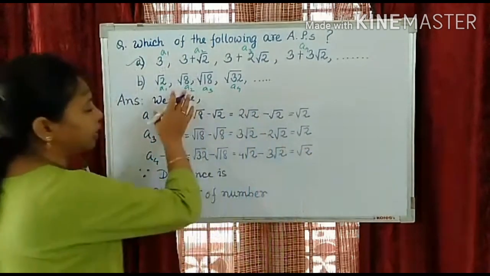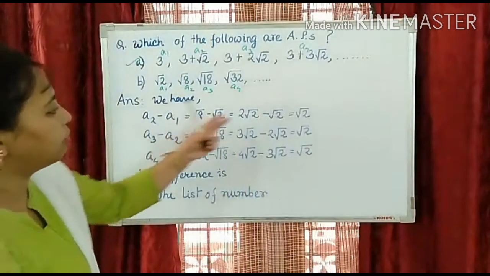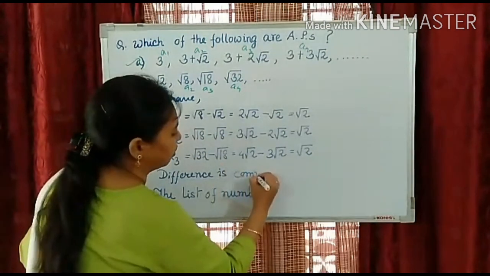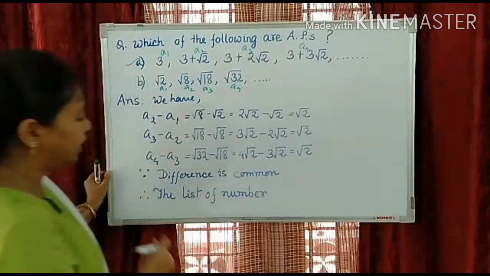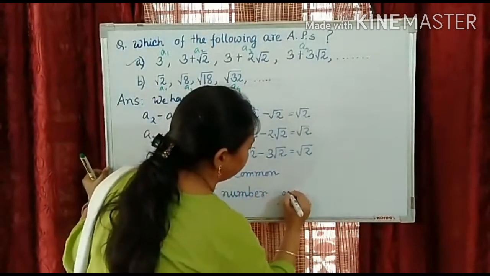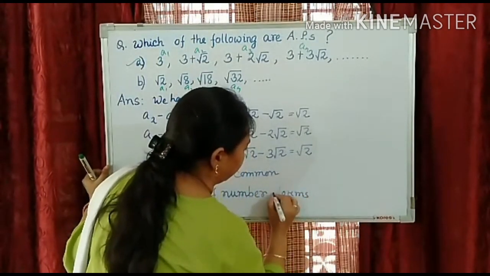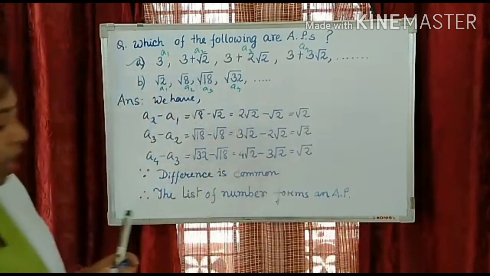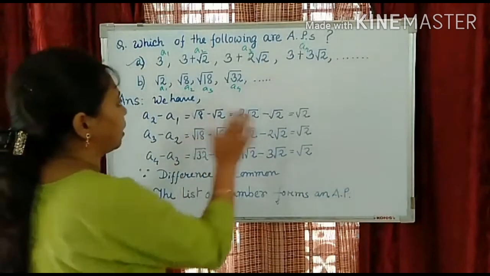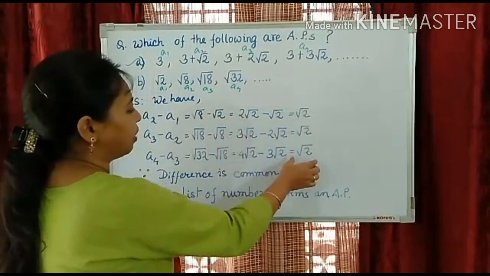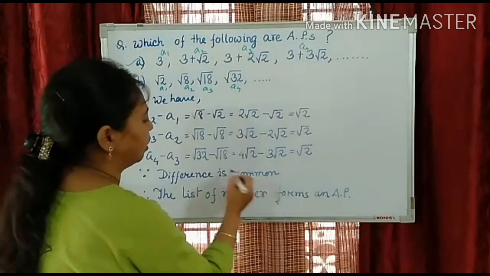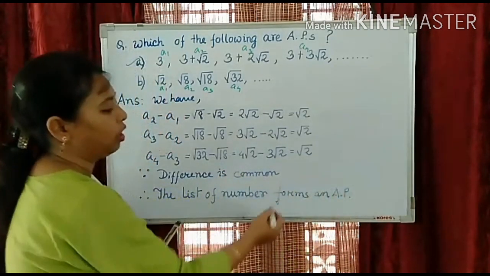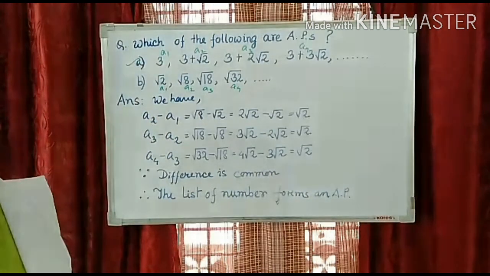So in the second sequence also, all the differences are the same, common. So we will write the difference is common, and the list of numbers forms an AP. In this way we will give the answer. And if in some cases we are not getting the same, the roots are different, then you can write the difference is not common, and the list of numbers will not form an AP. Like this you can write down. So thank you.